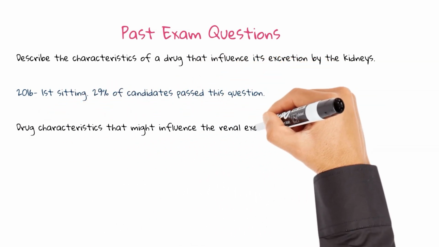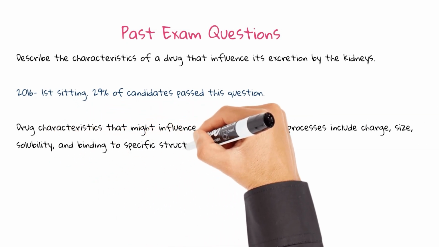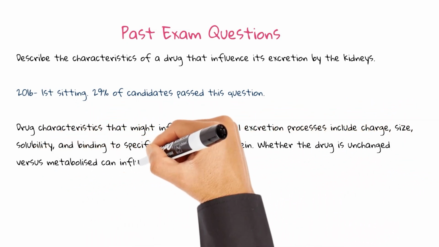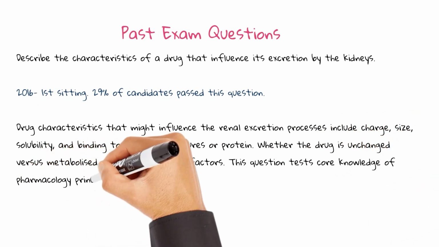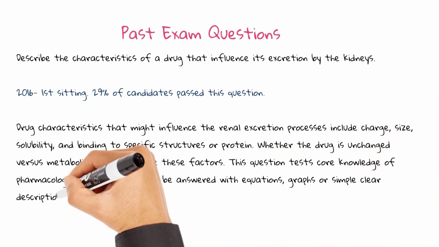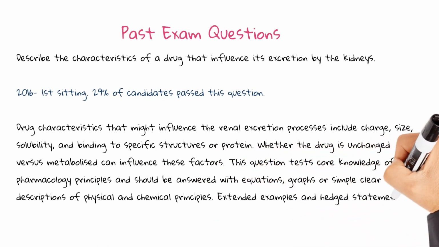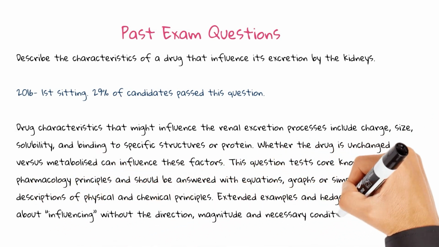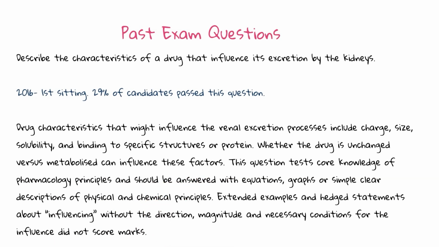The college comment on this question was, drug characteristics that might influence the renal excretion processes include charge, size, solubility, and binding to specific structures or protein. Whether the drug is unchanged versus metabolized can influence these factors. This question tests core knowledge of pharmacology principles and should be answered with equations, graphs, or simple clear descriptions of physical and chemical principles. Extended examples and hedged statements about influencing without the direction, magnitude, and necessary conditions for the influence did not score marks.